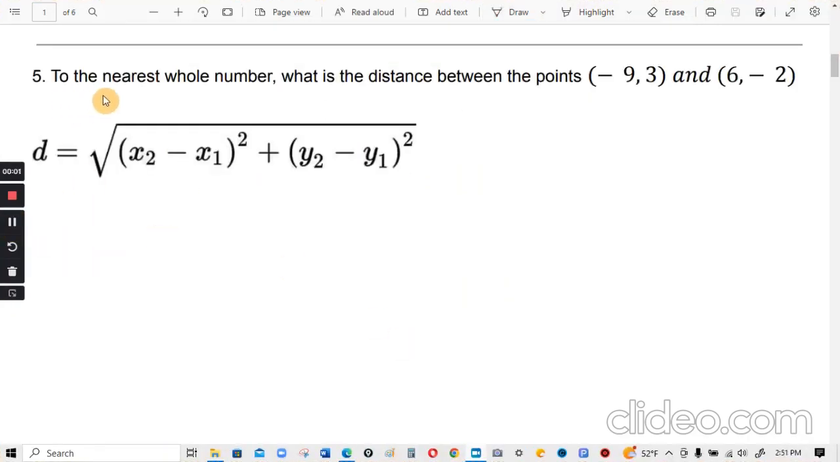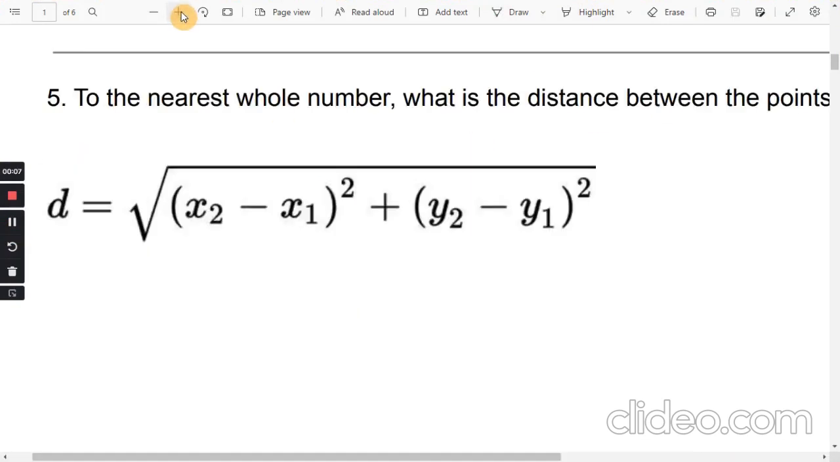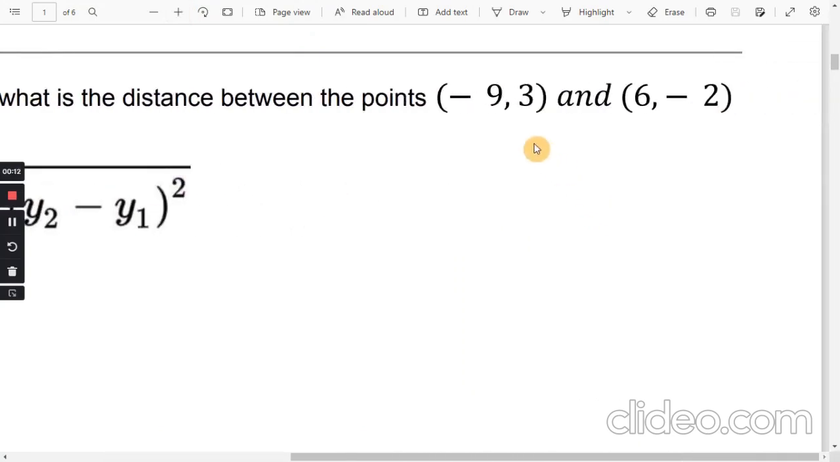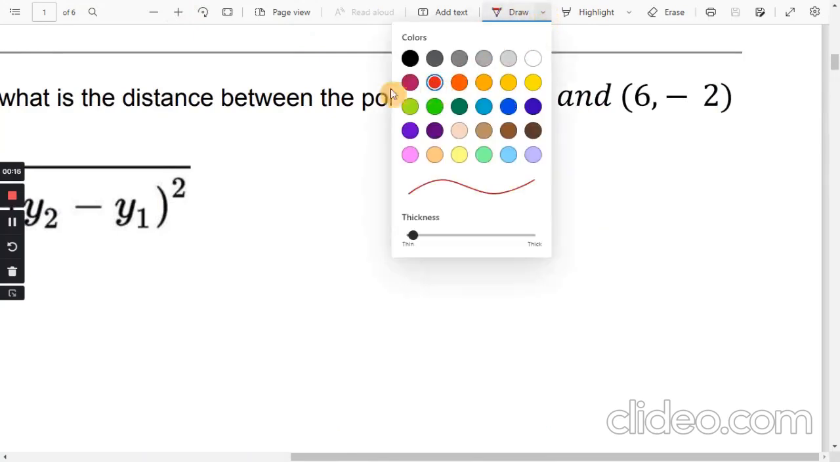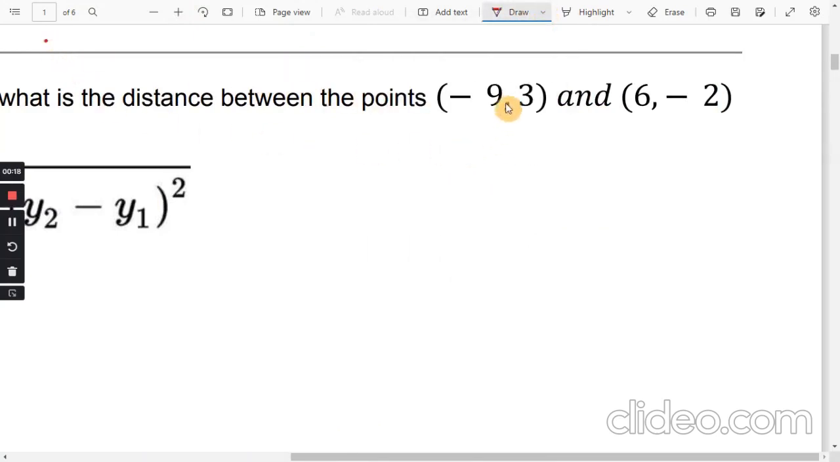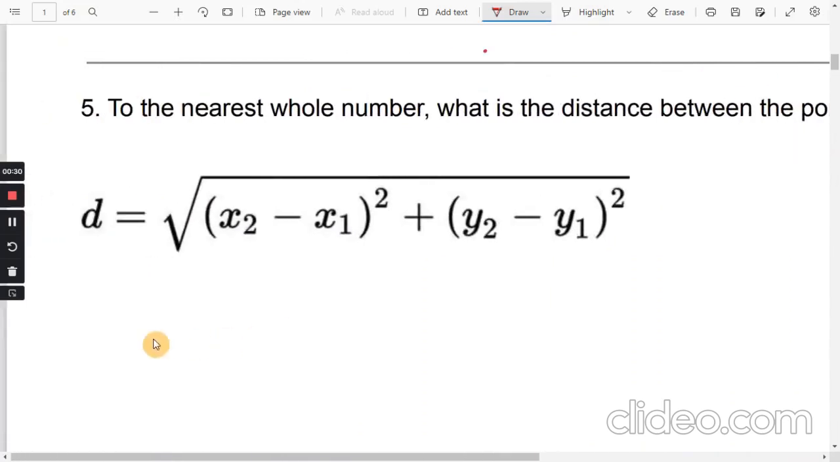All right, number 5, nearest whole number. What is the distance between these 2 points? The formula will be given on the exam. All right, so we know that the x-coordinate is always written first, and the y-coordinate is written second. So we can make this x1, y1, and x2, y2.